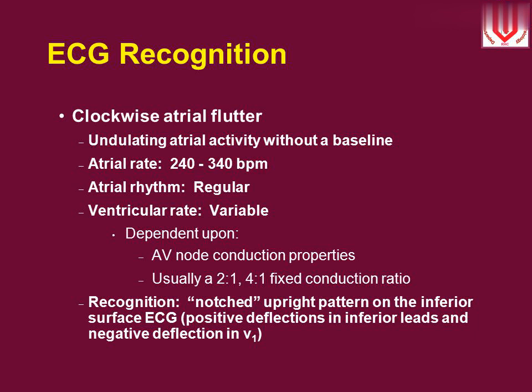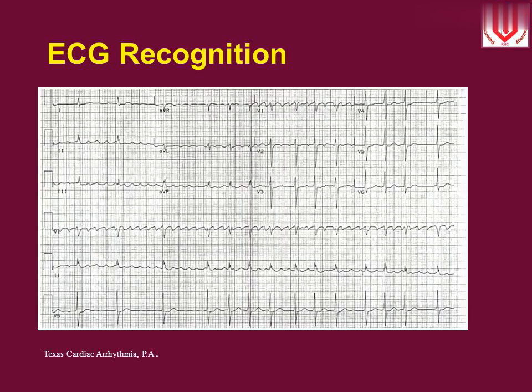ECG characteristics of clockwise flutter are similar to those discussed in identifying counterclockwise flutter. A distinguishing difference is the pattern of the flutter waves. A notched upright pattern is often seen on the surface ECG inferior leads. ECG recognition. This slide shows a 12-lead ECG depicting clockwise flutter.